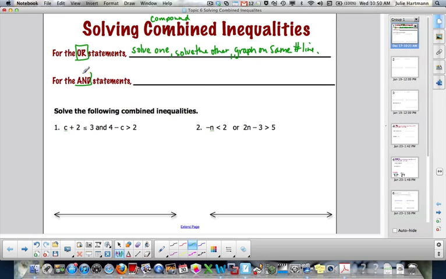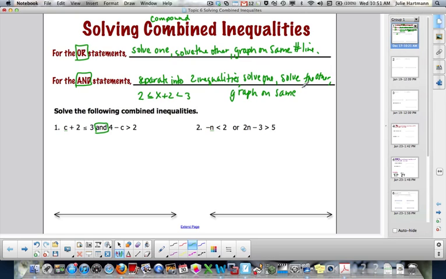For and, if it's written like this one, solve one, solve the other, then graph on the same number line. You will see some and statements that may be written like this. You want to separate into two inequalities. Solve one, solve the other separately, and then graph on the same number line. Okay, so there are the two.